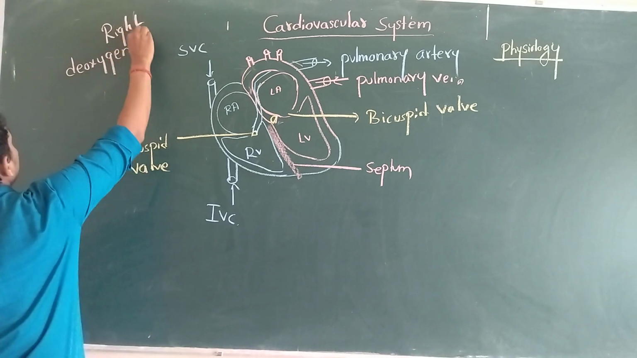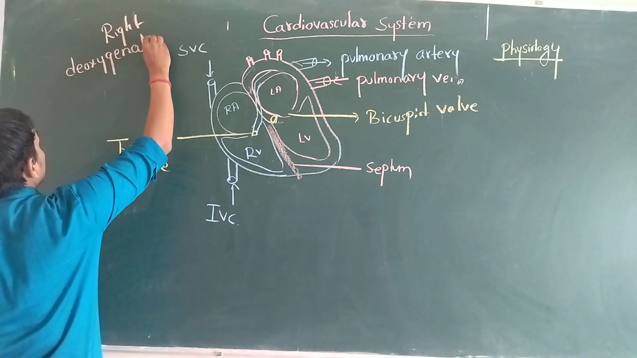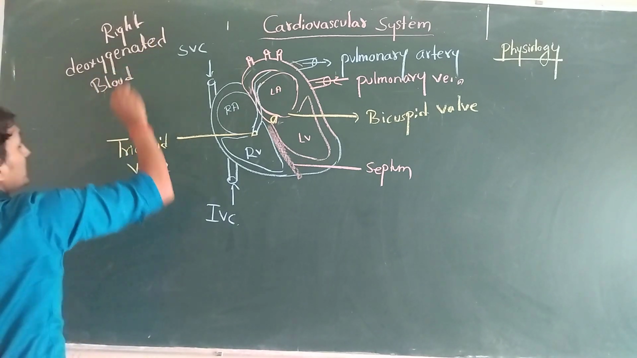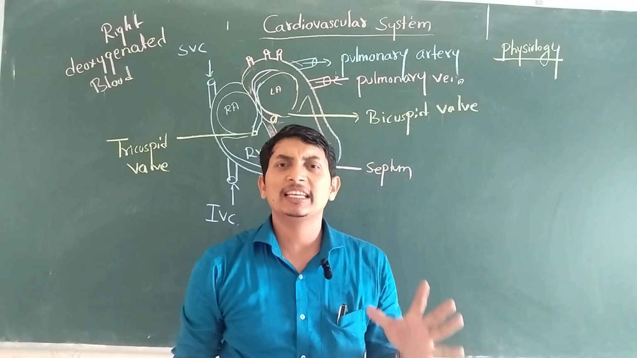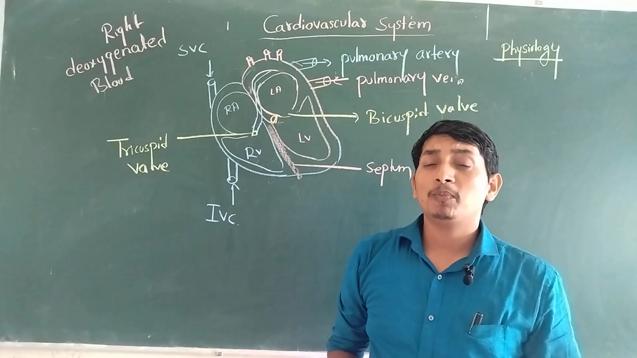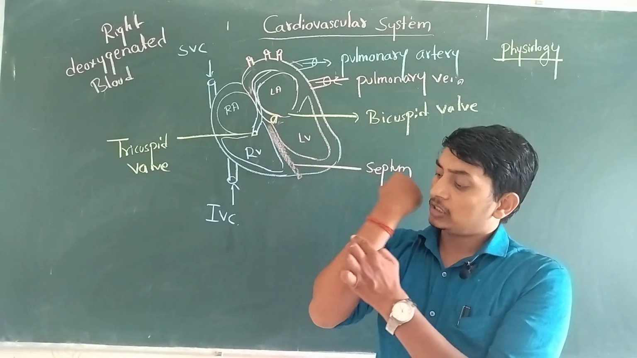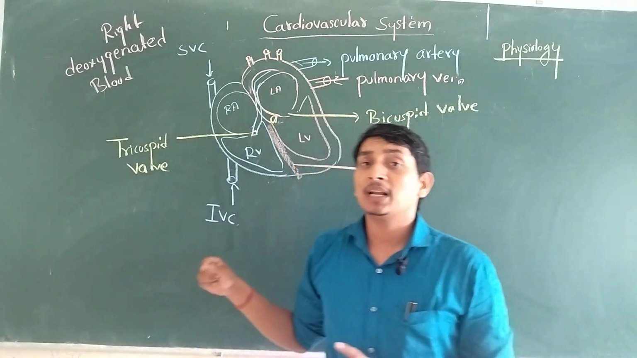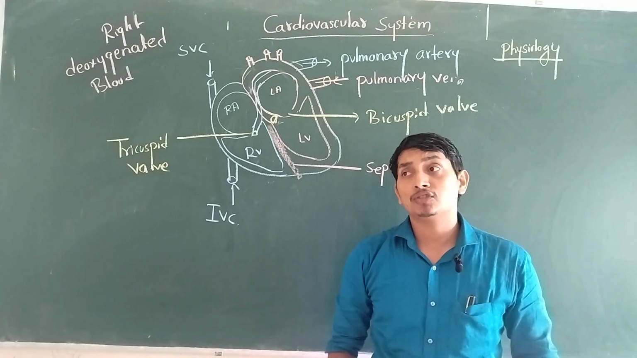Deoxygenated blood is always bluish in color due to the presence of carbon dioxide. Mainly our veins carry deoxygenated blood, except the pulmonary vein. The veins we can see in our hand are bluish in color, because veins collect the deoxygenated blood.